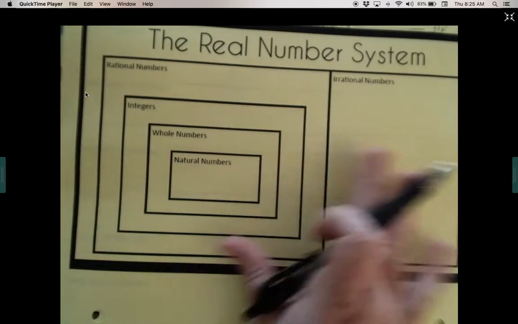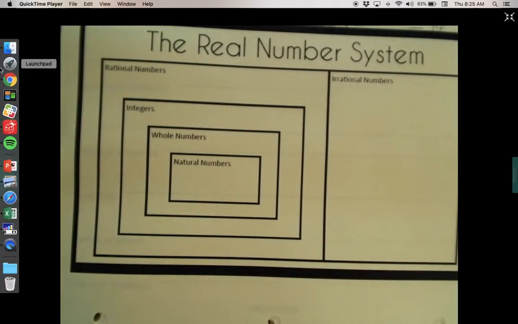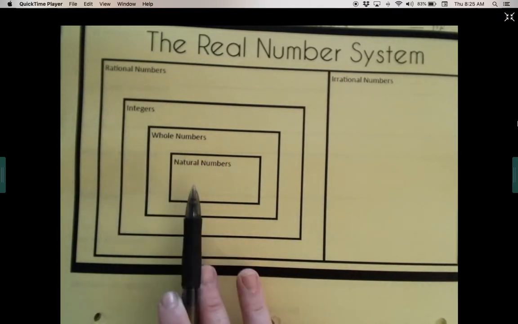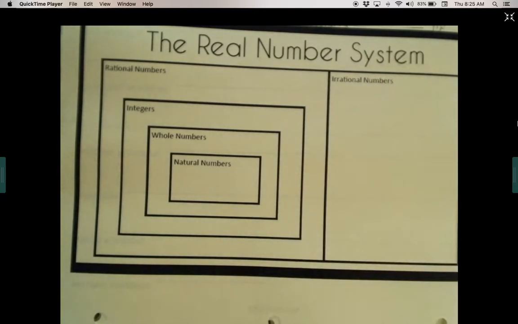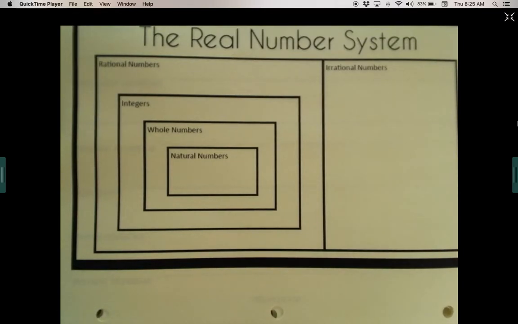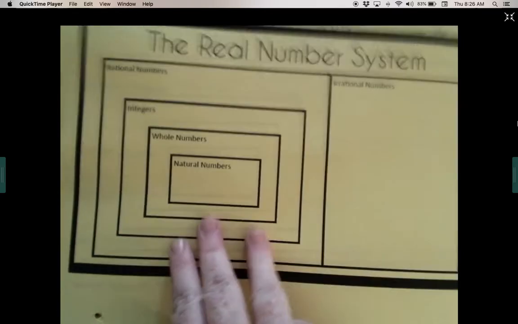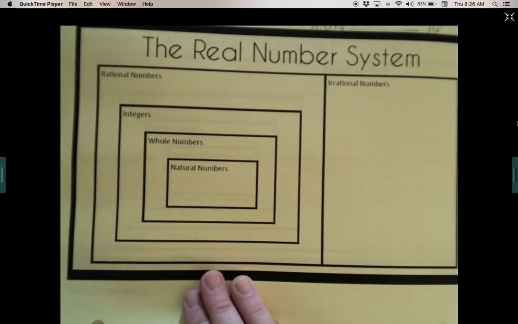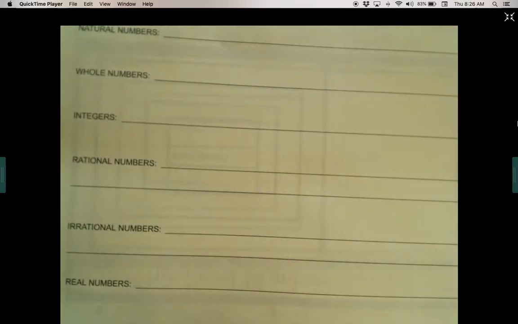So within the real number system, there are different categories. There's rational numbers, integers, whole numbers, natural numbers, and then we have irrational numbers. And they each have a definition, and we will provide some examples of each. So on this side, we have a graphic organizer where we're going to provide numbers and examples, but on the back, we have some space for definitions. So we are going to define each type of number first.